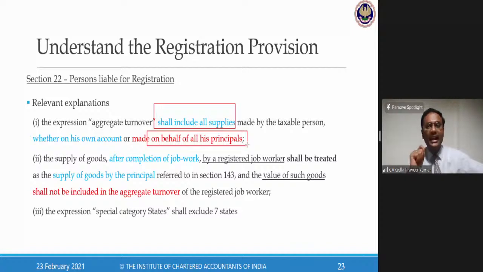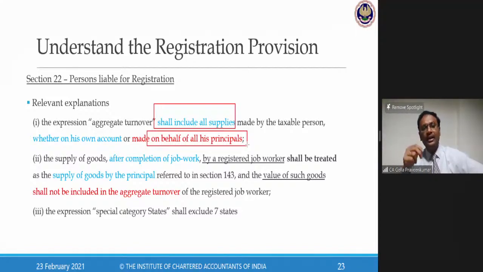So when you do this calculation of aggregate turnover, please keep in mind, we will not look into the profit and loss account alone. We also look into your balance sheet, whether or not you have received any money on behalf of your principal. This is something which needs to be kept in mind. That is the first explanation given under Section 22 on how we calculate our aggregate turnover.